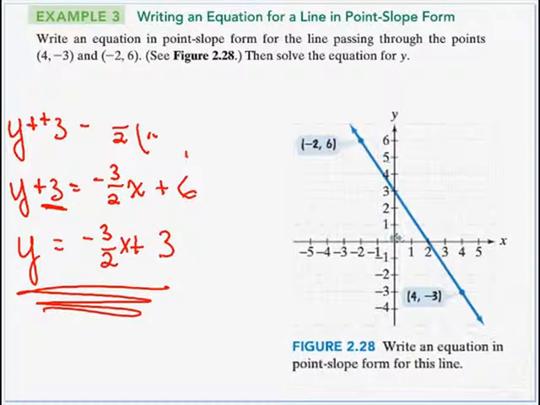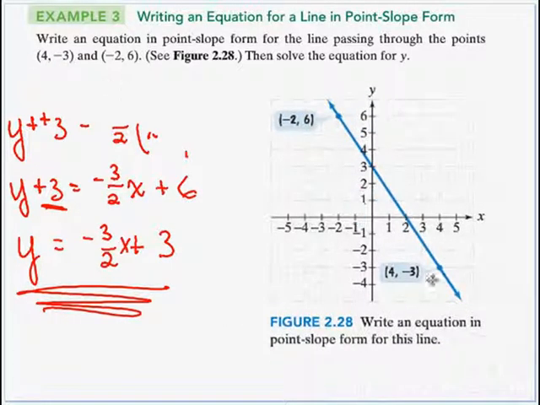And then here's our graph. You know, here's our 2 points. 4, negative 3 is in quadrant 4. Negative 2, 6 is up in quadrant 2. And when we connect those points, we can do a little check here and see, since we're in slope-intercept form, our y-intercept should be 3. And as a matter of fact, it is.